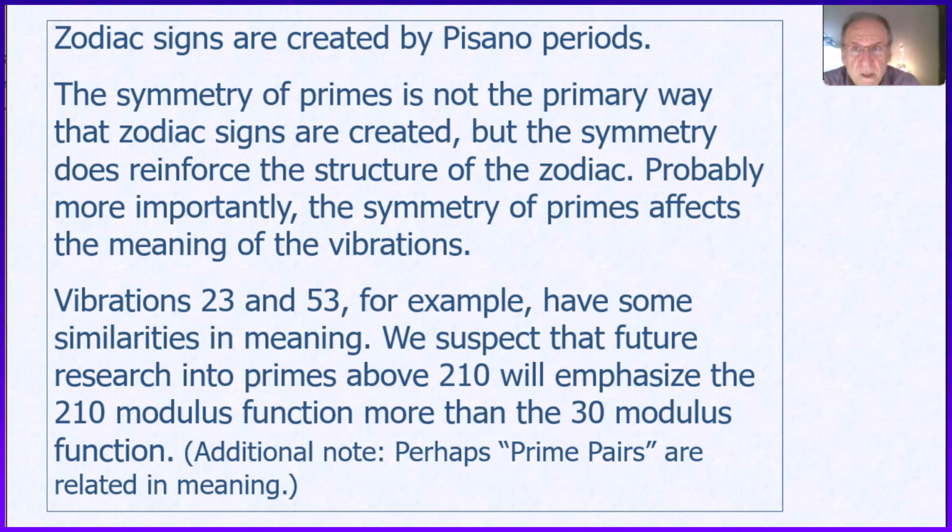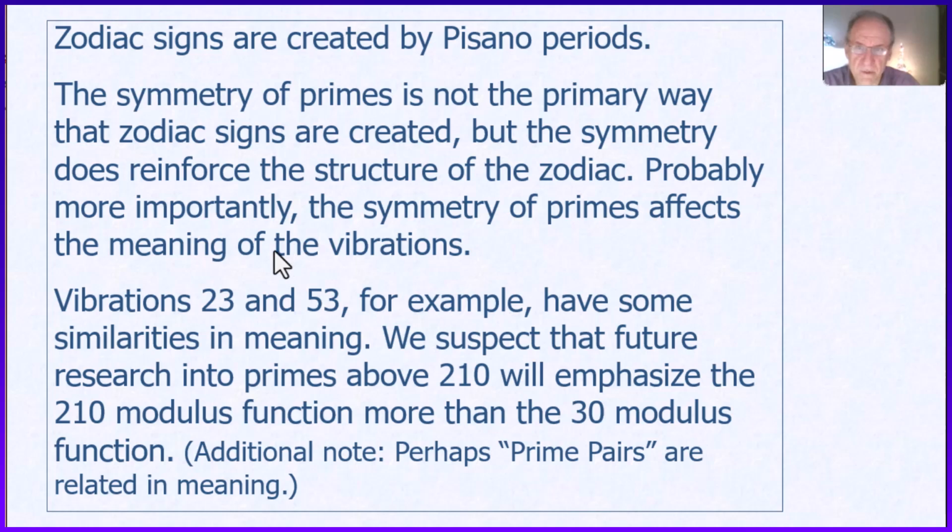Let me read from the slide here. The symmetry of primes is not the primary way that zodiac signs are created, but the symmetry does reinforce the structure of the zodiac. And probably more importantly, the symmetry of primes affects the meaning of the vibrations. So in this system of astrology that is much more scientific, we have very rigorous controlled research confirming a lot of these ideas. These numbers in their relationship to symmetry are related to the way these numbers work as vibrations.